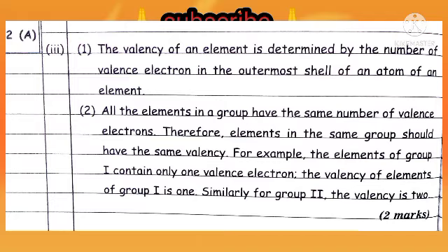For example, the elements of group 1 contain only one valence electron. The valency of elements of group 1 is 1. Similarly, for group 2, the valency is 2.